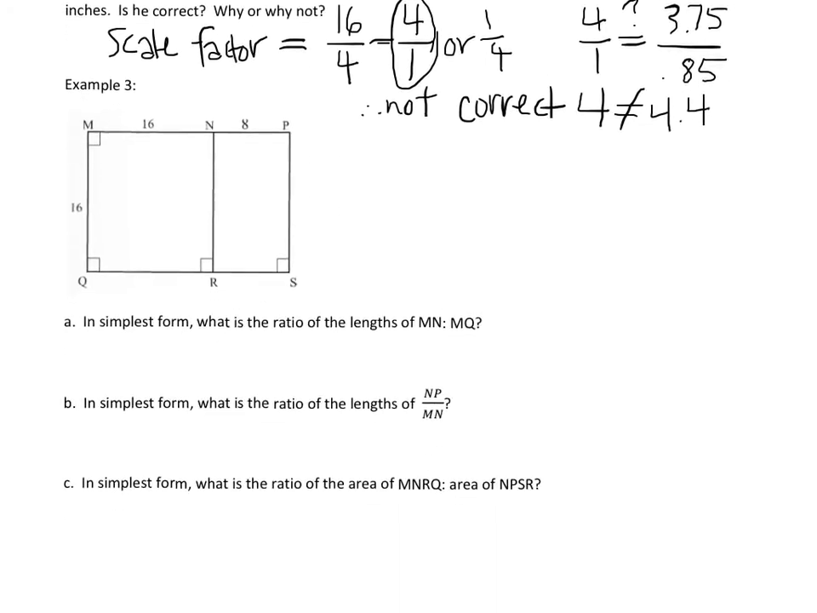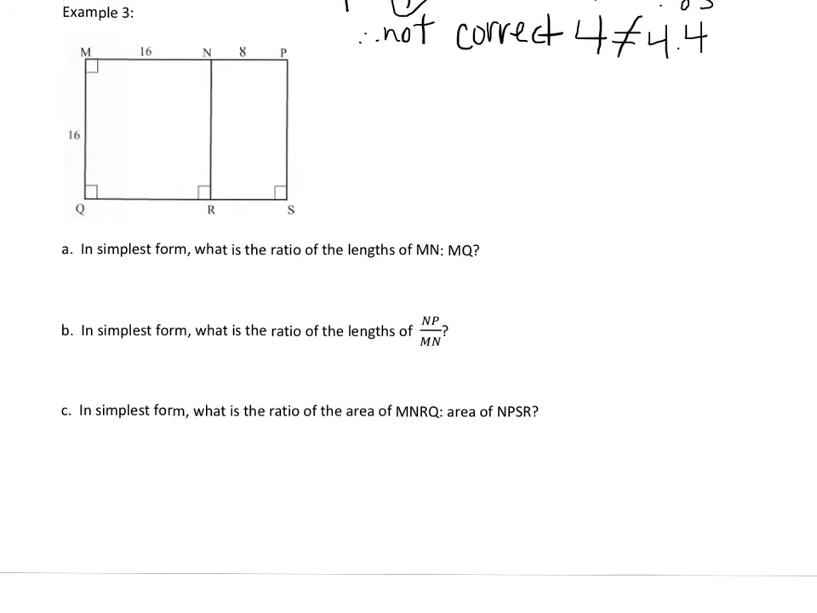Example number 3 is applying a little more of what looks a little more like geometry to us, in that it requires figures and rectangles and knowing the properties of rectangles and squares. So, in simplest form, what is the ratio of lengths MN to MQ? Okay, so if we're thinking about doing it as a fraction, we know the length of MN right up here is 16. And I'll just put that on top, and then MQ is right here, is 16.